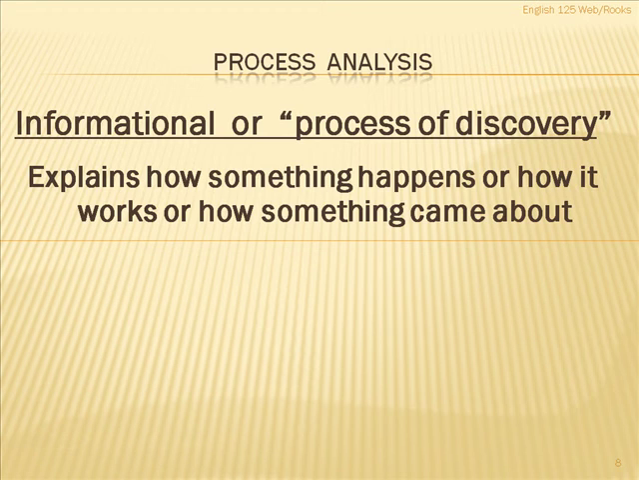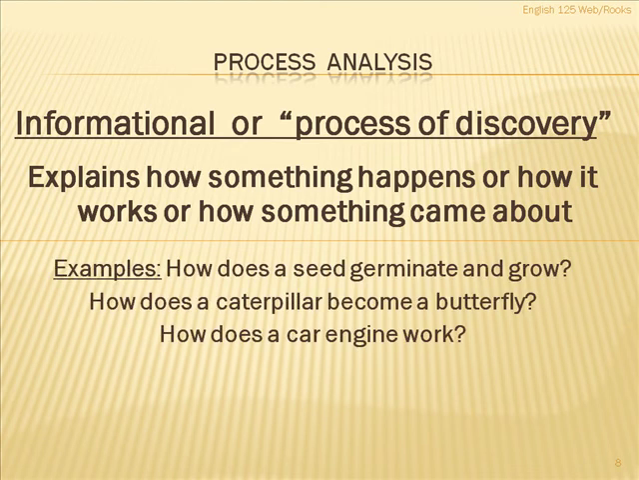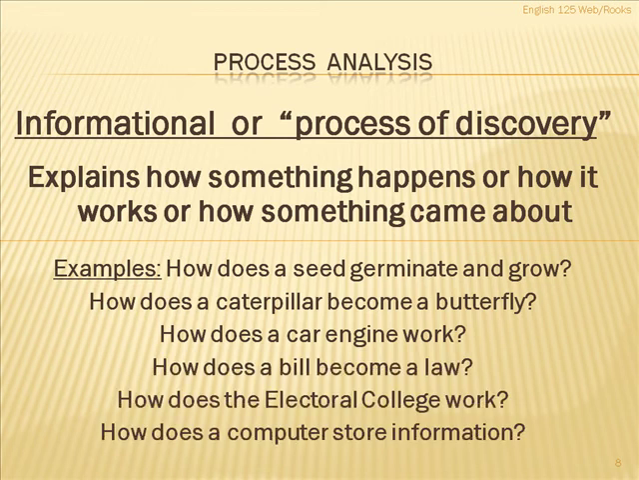The other type is informational, or sometimes called the process of discovery. This explains how something happens, or how it works, or how something came about. Examples would be, how does a seed germinate and grow? Or, how does a caterpillar become a butterfly? Or perhaps, how does a car engine work? Now, instructions on how to drive would be instructional, but how does the engine in a car work? That would be informational.